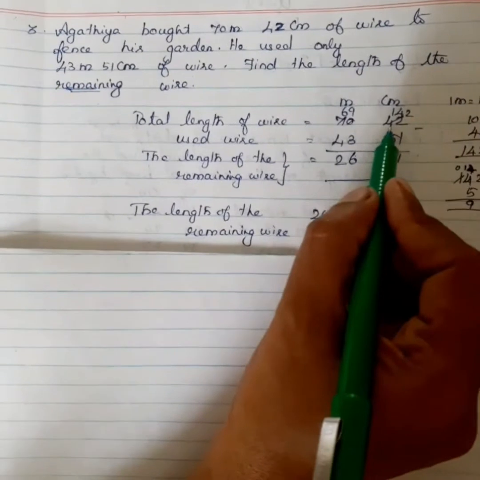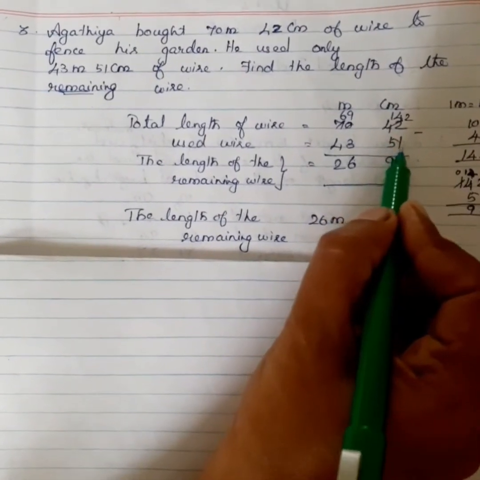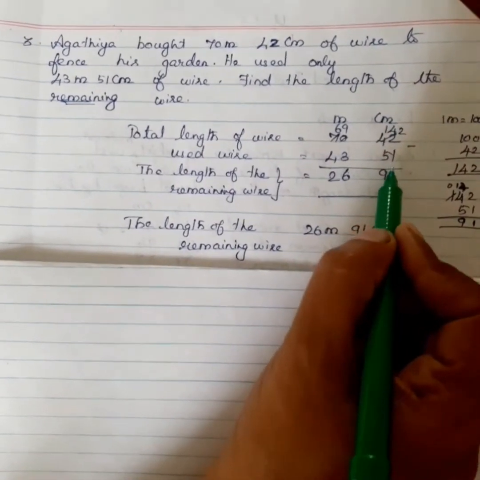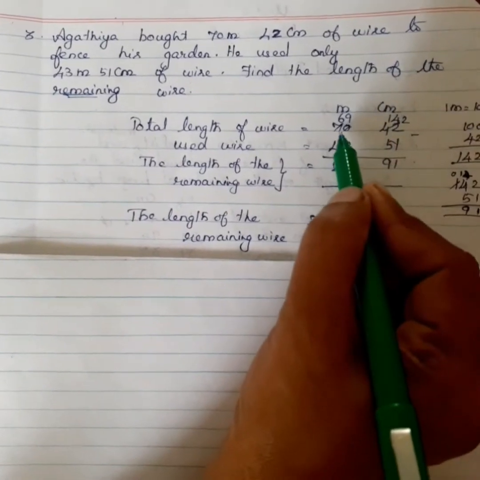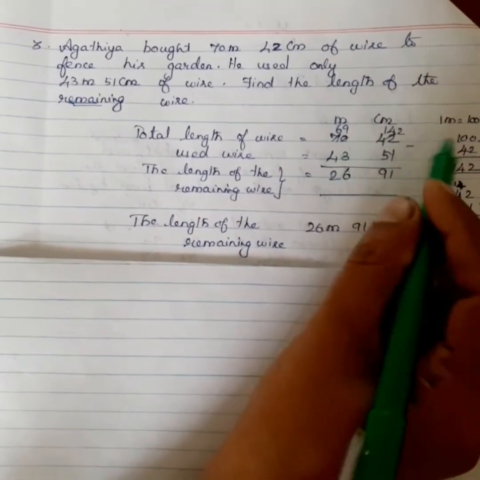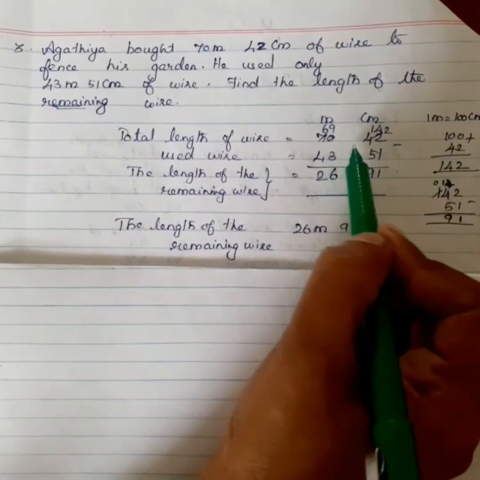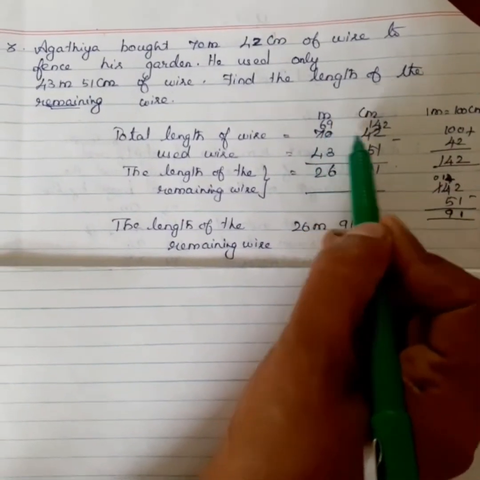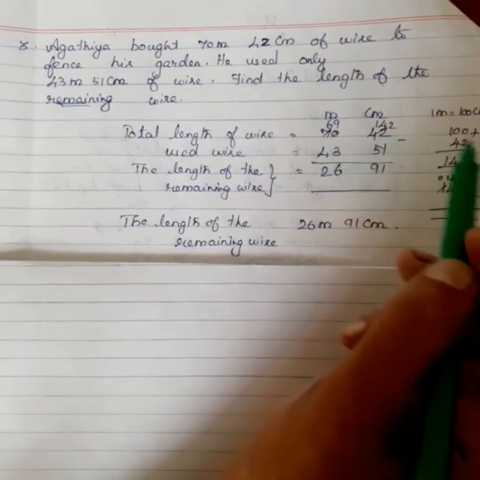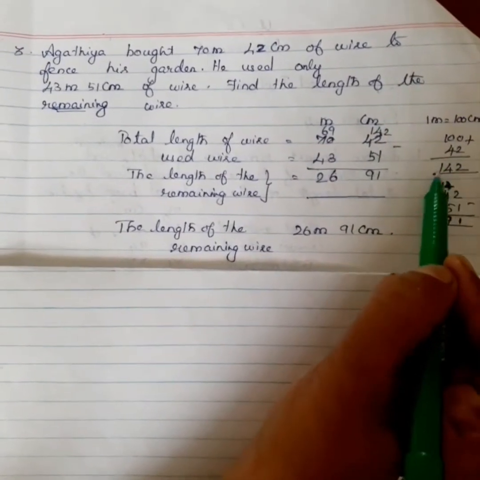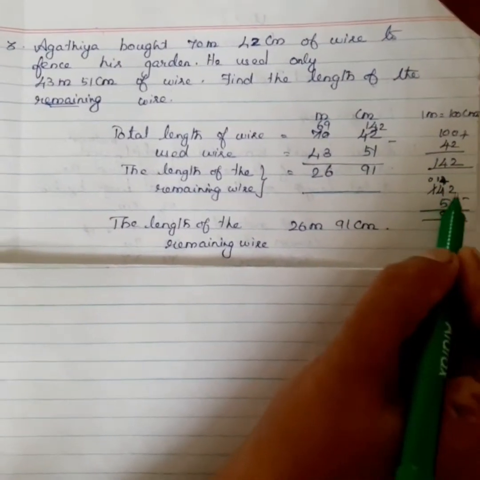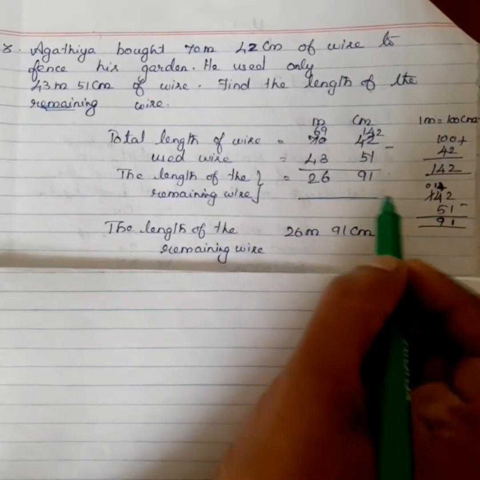So here 42, 51. 51 is the bigger value. Yes. So now you borrow 100. 1 meter is equal to 100 centimeter. Yes. So in place of 70 you write 69. Here 142. 100 plus 42 is equal to 142. 142 minus 51 is equal to 91.